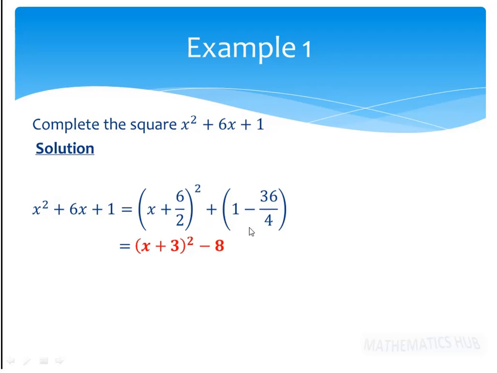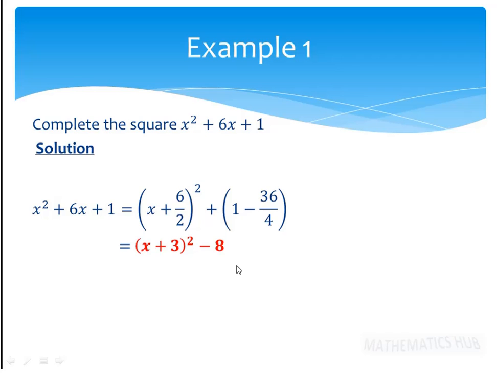So if we take those values and plug them into the formula that we had on the previous slide, then we will get our answer to be (x plus 6 over 2) squared plus 1 minus 36 over 4, and simplifying that will give us (x plus 3) squared minus 8.